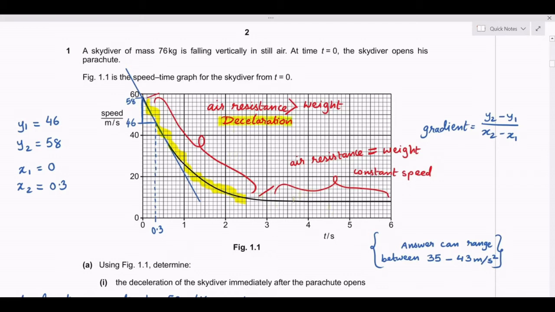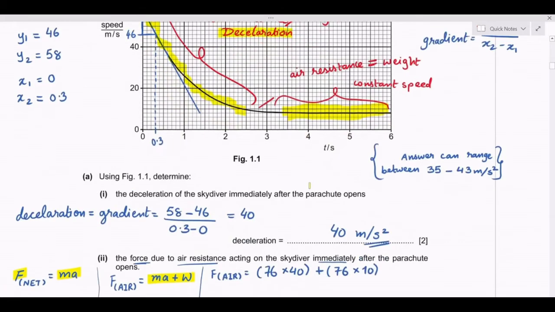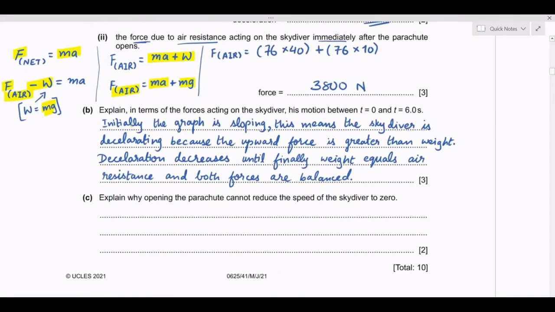And then over here, we can see that the graph is horizontal, which means that the speed is constant and the forces are balanced. So we can answer this question like this: initially the graph is sloping. This means the skydiver is decelerating because the upward force is greater than the weight. Deceleration decreases until finally weight equals air resistance and both forces are balanced.